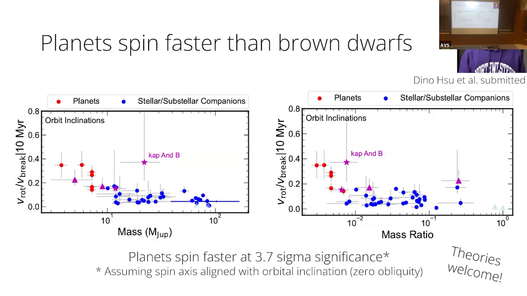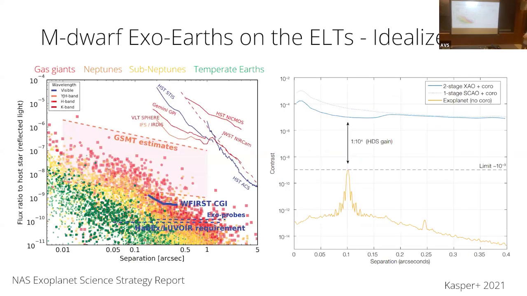Okay, I guess I'll finish with one thing, which is that in the ELT era, we're also talking about trying to image terrestrial planets with the extremely large telescopes. This is a plot from the National Academies of Science Exoplanet Strategy Report. It's again a little busy, but the y-axis is the planet to star flux ratio. The x-axis is distance from the star.